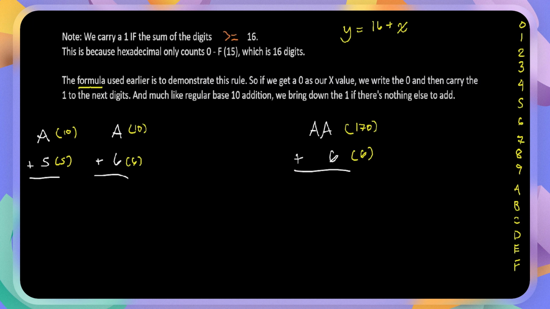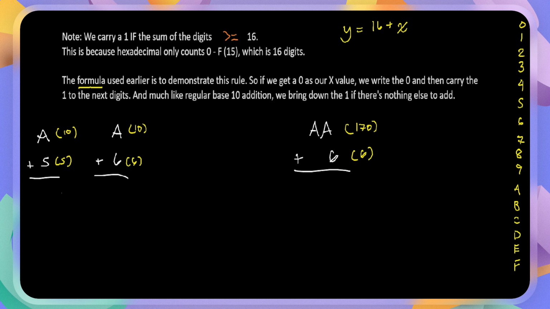A quick note about hexadecimal addition and the rule that I showed earlier. We carry a 1 if the sum of the digits is greater than or equal to 16. That's because we don't have a way of representing 16 in a single hexadecimal digit. We only represent numbers from 0 to F, or 15, right? Which is 16 digits. 0, 1, 2, 3, 4, 5, 6, 7, 8, 9, 10, 11, 12, 13, 14, 15.